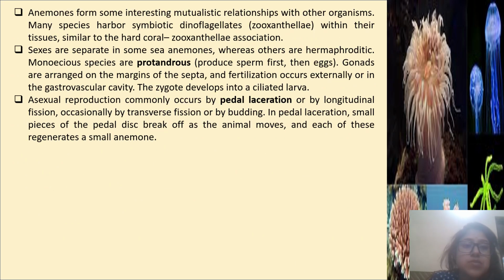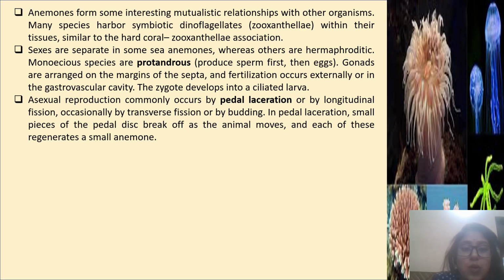Next, animals form some interesting mutualistic relationships with other organisms. Many species harbor symbiotic dinoflagellates, that is zooxanthellae, within their tissue, similar to the reef coral zooxanthellae association. Next, sexes are separate in some sea anemones, whereas others are hermaphroditic. Monoecious species are protandrous. Gonads are arranged on the margins of the septa and fertilization occurs externally or in the gastrovascular cavity. The zygote develops into a ciliated larva.